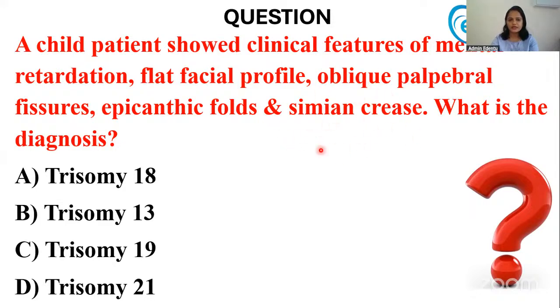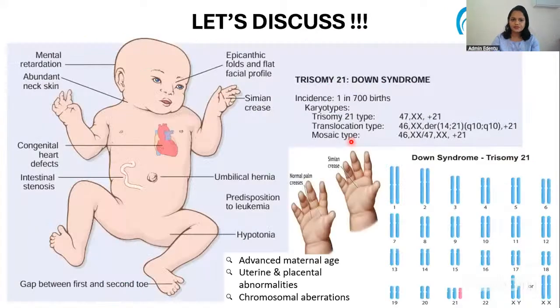So what do you mean by simian crease and where will you see this simian crease? Simian crease is a characteristic finding in Down syndrome. Down syndrome is trisomy 21. That is, in the 21st chromosome, instead of just a pair of two chromosomes, we are seeing an extra genetic material which will result in Down syndrome. So let's have a look at the Down syndrome.